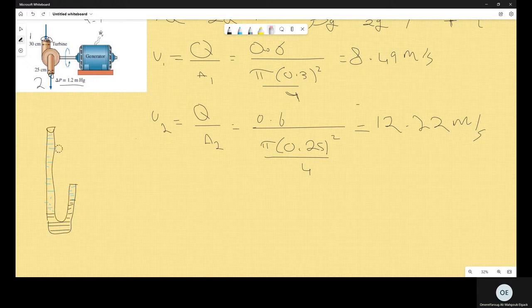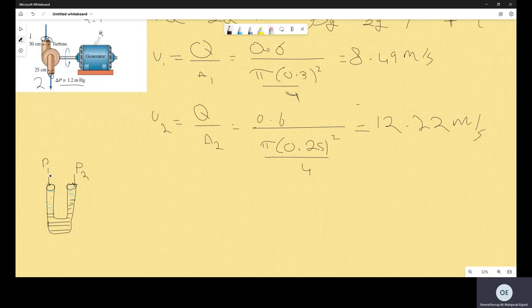I can delete this. I can draw it this way. Okay, and no need for this. So this is the reduced manometer. This is just the manometer. Now here we have the inlet pressure, P1. And here we have the exit pressure, P2.